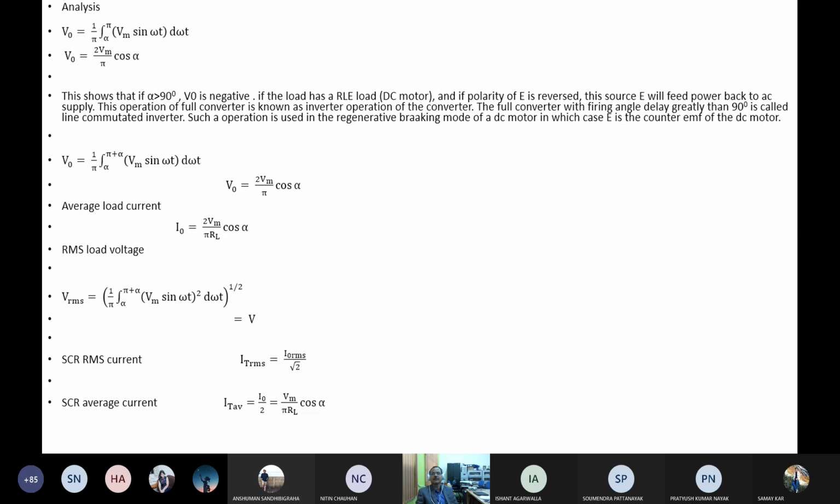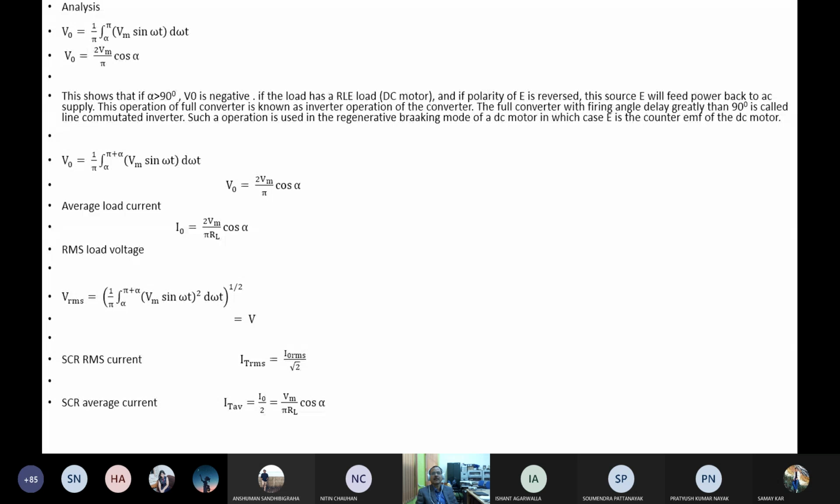Just note down what is written here. This shows that if alpha is greater than 90 degrees, average voltage is negative. If the load is an RLE load, a DC motor, and if the polarity of E is reversed, this source E will feed power back to the AC supply. This operation of the full converter is known as inverter operation of the converter.